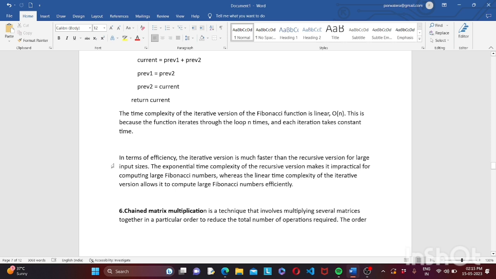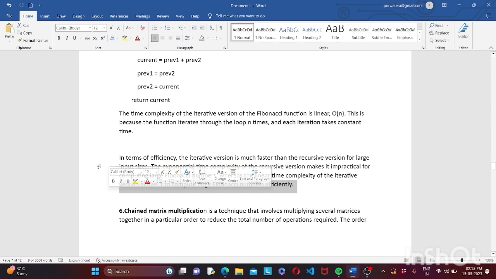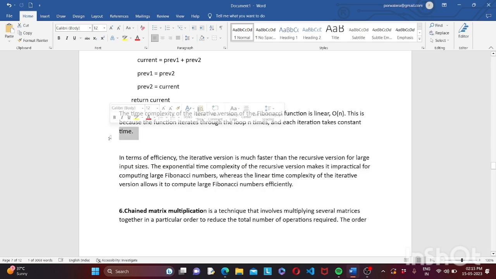So the time complexity of the iterative version of the Fibonacci function is linear, which is O of n, and this is because the function iterates through the loop n times, and each iteration takes a constant time. So in terms of efficiency, the iterative version is much faster than the recursive version, and for large input sizes, the exponential time complexity of the recursive version makes it impractical for computing large Fibonacci numbers, whereas the linear time complexity of the iterative version allows it to compute large Fibonacci numbers efficiently.